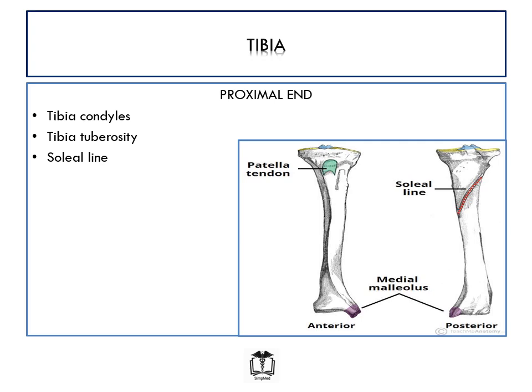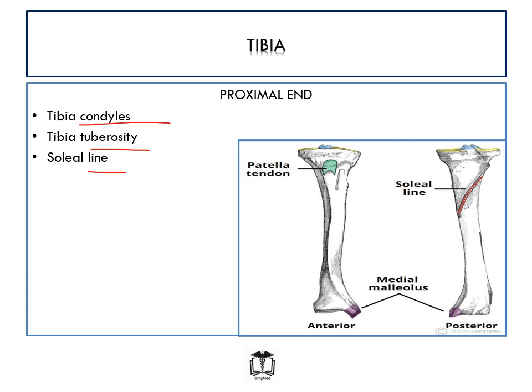In the case of the proximal end of the tibia, we have three major landmarks to note. This includes the tibial condyle superiorly, the tibial tuberosity, and then the soleal line posteriorly. The tibial condyle is the most superior aspect of the tibia bone. It serves as the point of articulation with the femoral condyles that we spoke about. The medial and lateral femoral condyles articulate with the tibial condyles to form the knee joint.